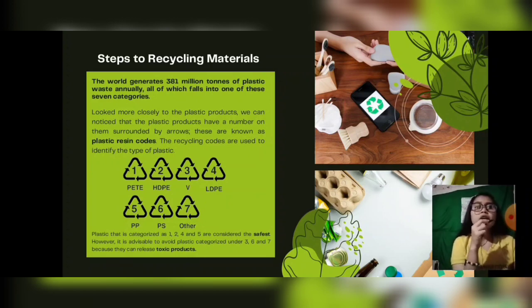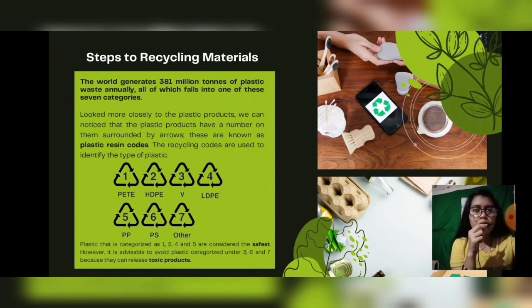So if ever mapalit mo og mga plastic bottles, makita nato sa baba na naay mga symbols like arrows na naay number sa middle. So kato siya, mao to siya ang ginatawag na plastic resin code. So ang plastic resin codes mao nay mga symbols for us to identify what type of plastic ang atong ginagamit or unsa tong mga plastic ang naa sa bottles.